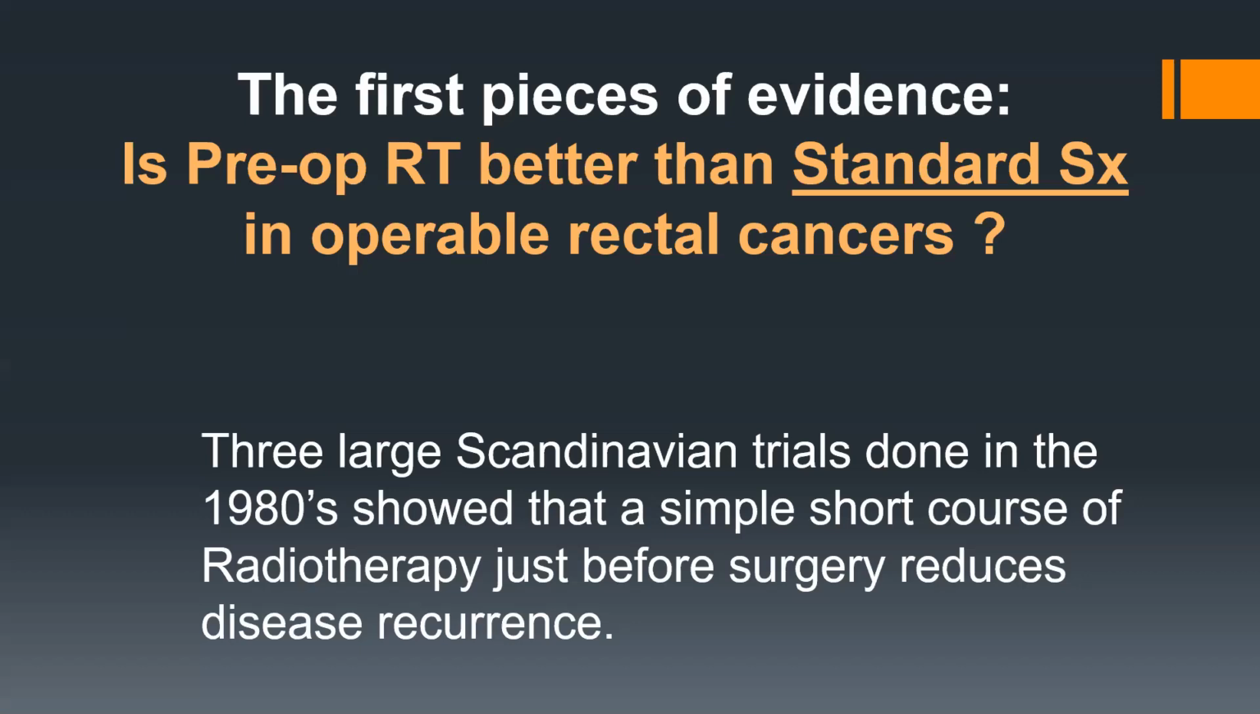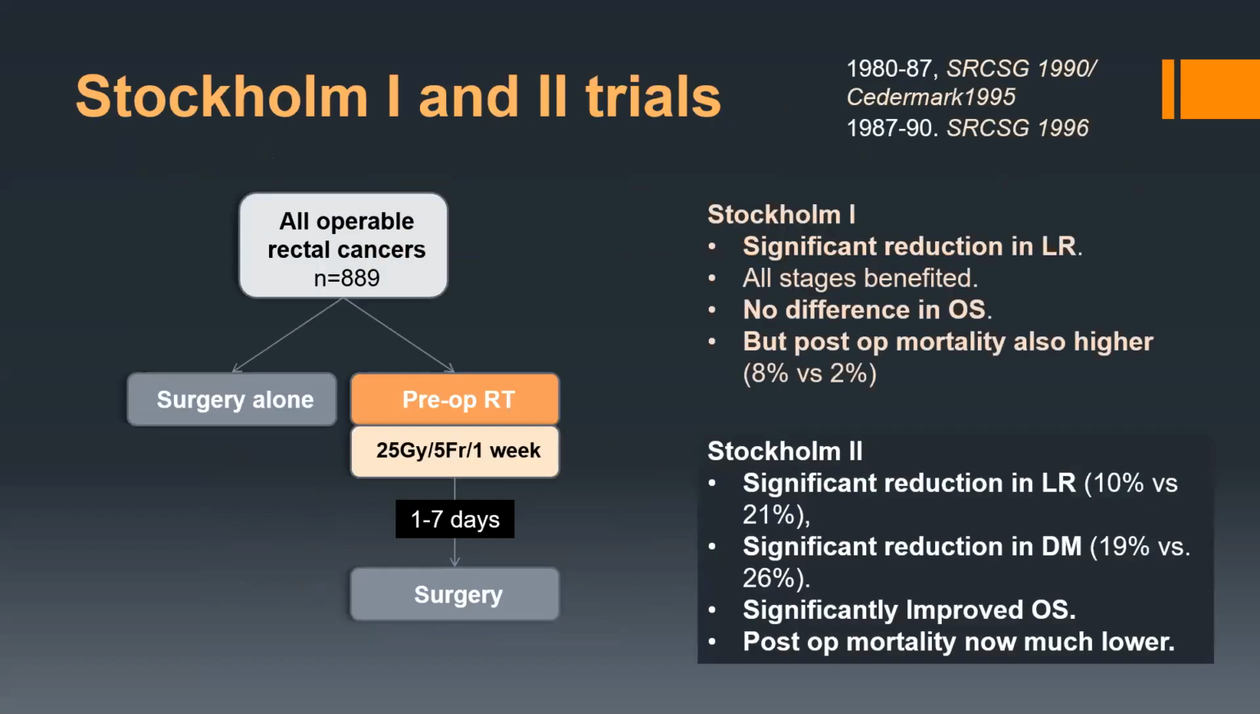And there were 3 large Scandinavian trials. The Stockholm 1 and the Stockholm 2 trials were done in the 1980s. And what they did was that in operable rectal cancers, and remember there was no imaging at that time, so these were all clinically examined operable rectal cancers, they were randomized to either surgery alone in the traditional way or preoperative radiotherapy. This was given as 25 gray in 5 fractions, that's 5 gray per fraction over a week. And surgery would be done within a week of completion of this radiotherapy.